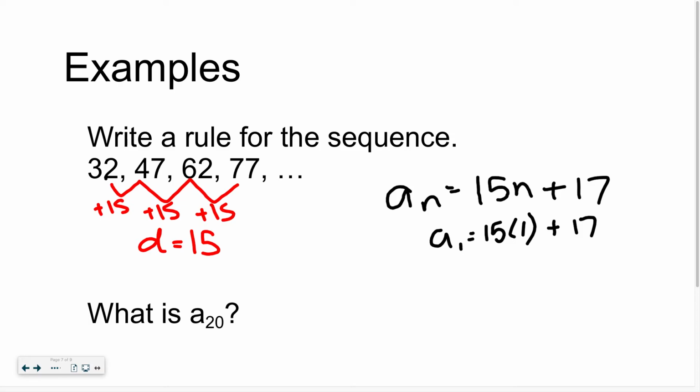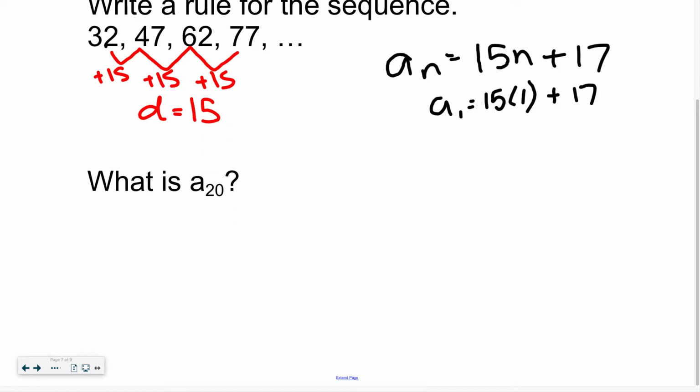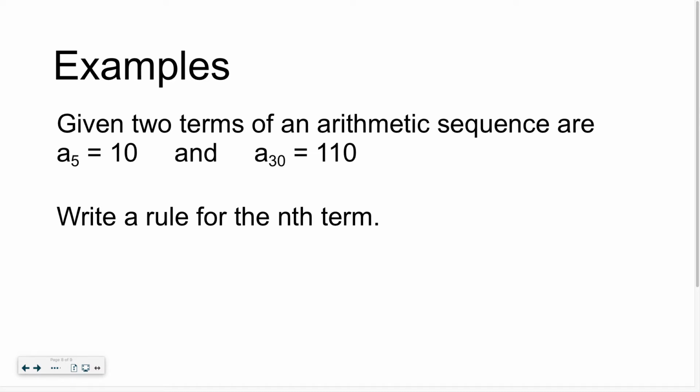So what's a sub 20? What'd you say? 317. You know how they got that? Sub 20 in for n. 15 times 20 is 300 plus 17 is 317. So now we can quickly get any term we want in the sequence. Okay, one last example. You guys are doing a great job. You're almost there.